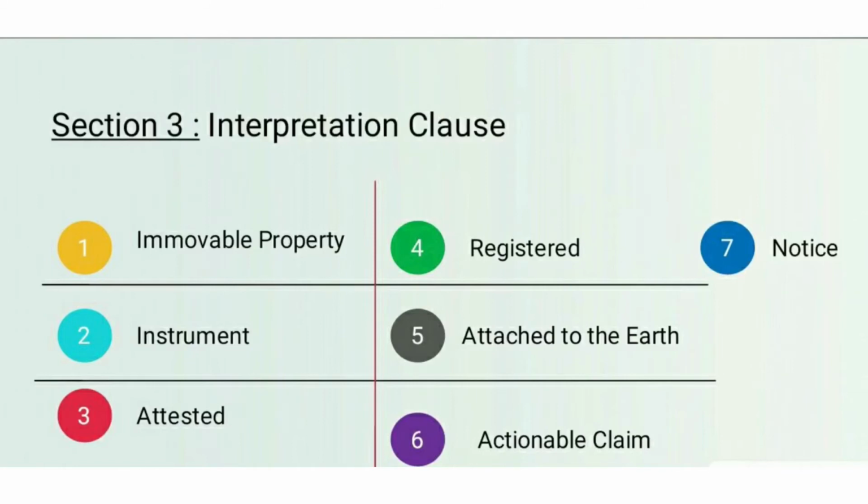Section 3 speaks about the interpretation clause. In the interpretation clause, there are 7 important components mentioned. Very important, guys. This is one of the essential basic aspects which you need to know from the property law side. First one is immovable property. Second one is instrument. Third one is attested. Fourth one is registered. Fifth one is attached to the earth. Sixth one is actionable claim, and seventh one is notice. So now let's go one by one and learn every component of this interpretation clause in section 3.